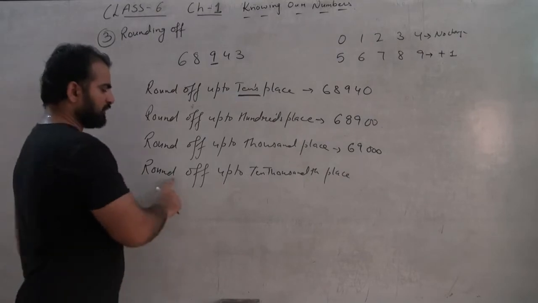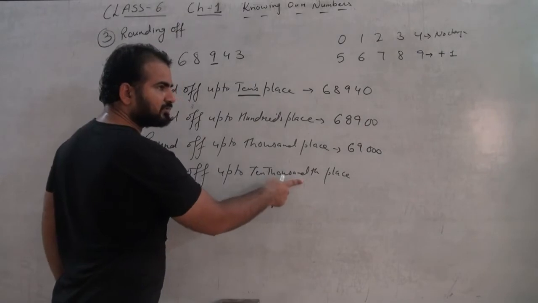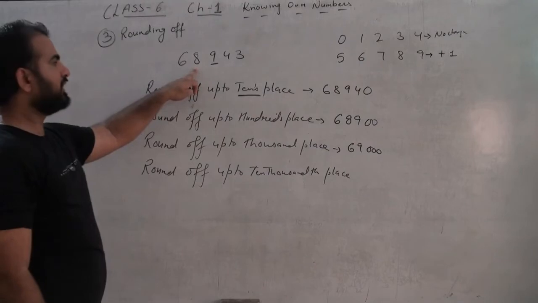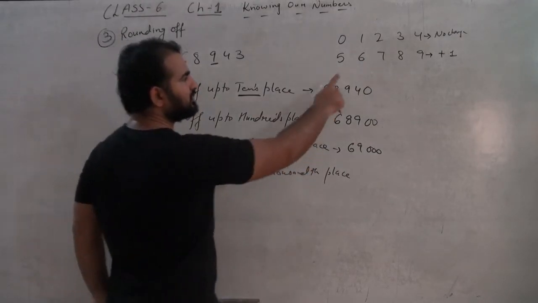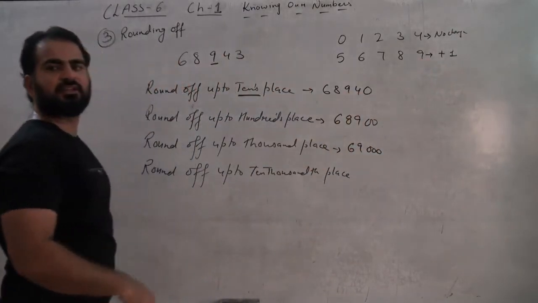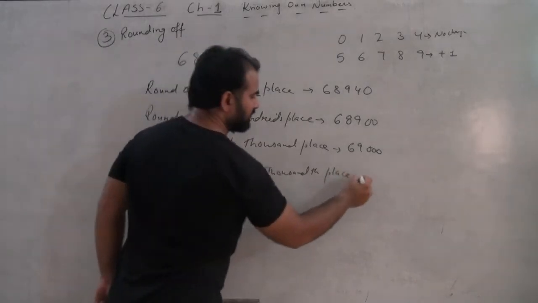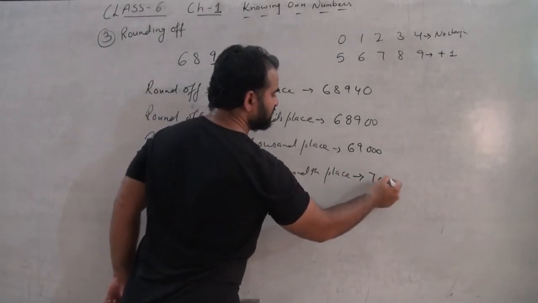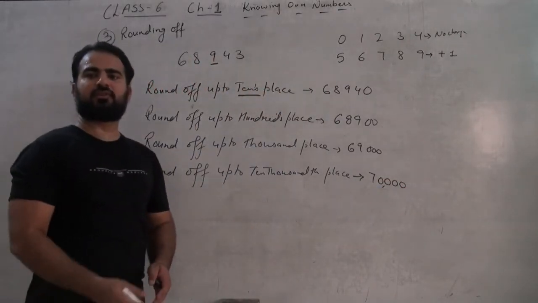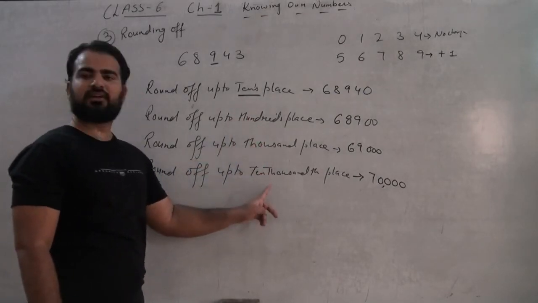Now round off up to 10,000 place. Then we will take a look at thousand place, and at thousand place it is 9, so we have to add 1 to the 10,000 place. It will be 7, 0, 0, 0 and 0. What we have done is we have rounded off up to tens place, hundred place, thousand place and 10,000s place.